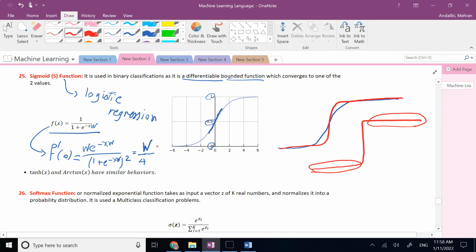There are other functions also. One of them is arctangent of x, which goes from negative pi over 2 to pi over 2. And then we have tangent hyperbolic of x. Both of these functions show similar behaviors, and there are some other functions too that act like sigmoid functions. They are kind of S-type functions which go from one value to the other, and they can be used for binary classifications.